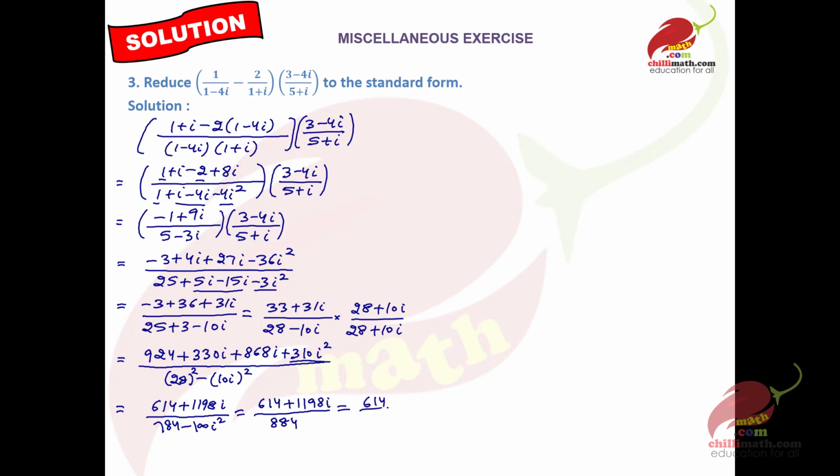Separating this we get 614 over 884 plus 1198 iota over 884. Again we can divide it by 2. We will get 307 over 442 plus, denominator will be 442 and numerator will be 599 iota, which is in standard form. That's your result.